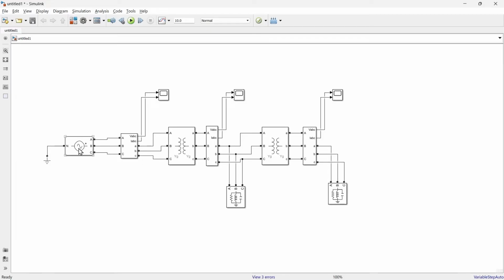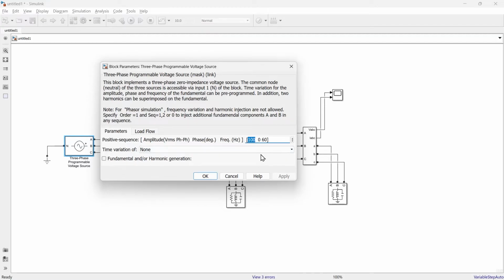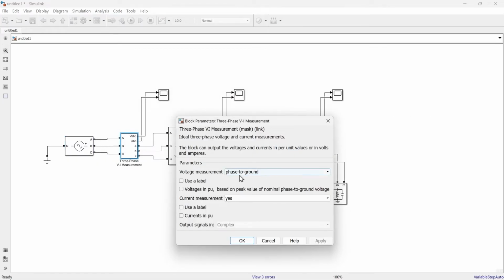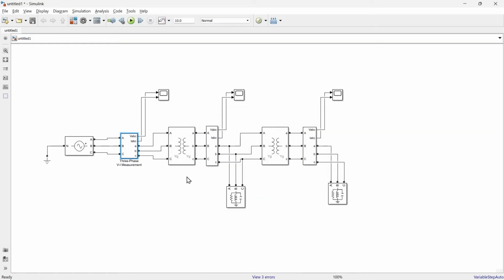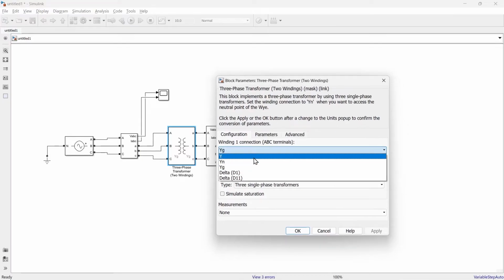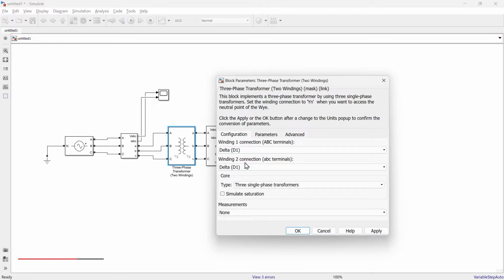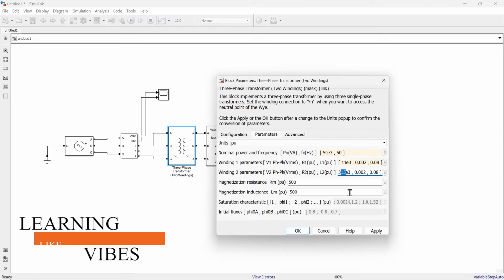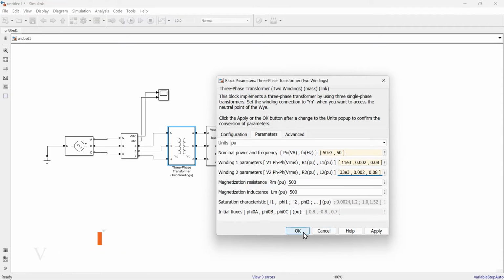Now let's set the parameters. The supply voltage we are generating, let's say, is 11 kV at 50 hertz. This is our three-phase VI measurement block, and we are measuring phase to ground voltage. Make it okay. Now this is our transformer. We are making it a delta-delta transformer. Let's go to parameters. The transformer is 50 kVA and the frequency is 50 hertz. We are converting it from 11 kV to 33 kV, so the primary voltage is 11 kV and the secondary voltage is 33 kV.